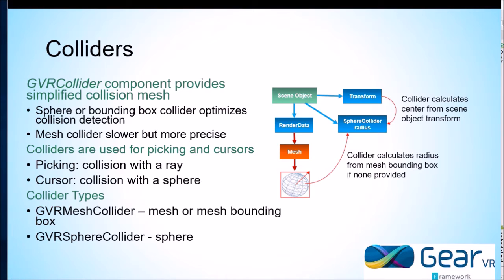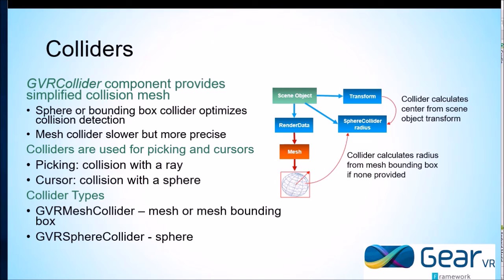Colliders are used for picking and for cursors. Picking is collision with a ray. We'll give an example in a little bit. And cursor is collision with a cursor object. So in GearVRF, you can have cursor objects that move around in the scene and collide to allow you to grasp. Say you have a Leap Motion controller with cursors on your fingertips. You can grasp objects in the scene. So collisions can get quite complicated.